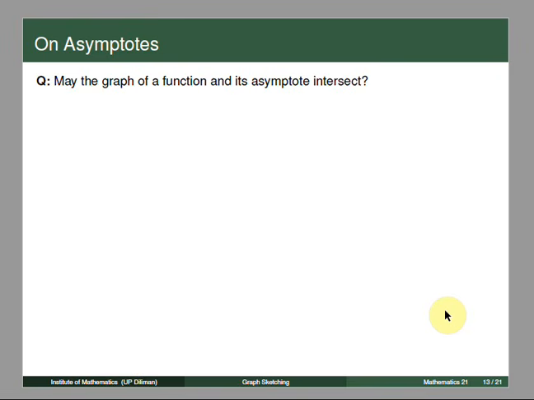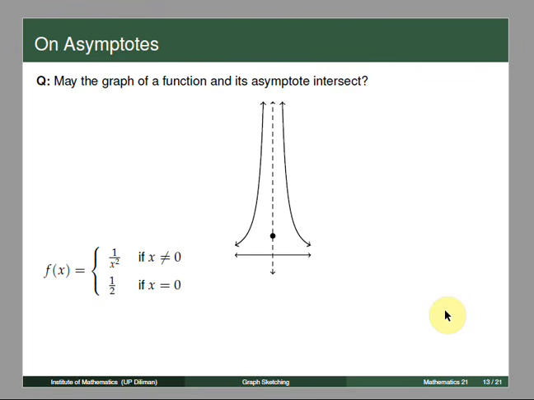Now, before I move on, let's answer the following questions on asymptotes. Okay? Can or may the graph of a function and its asymptote intersect? What do you think? The correct answer is yes.